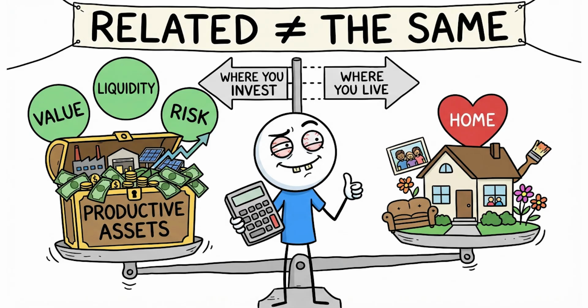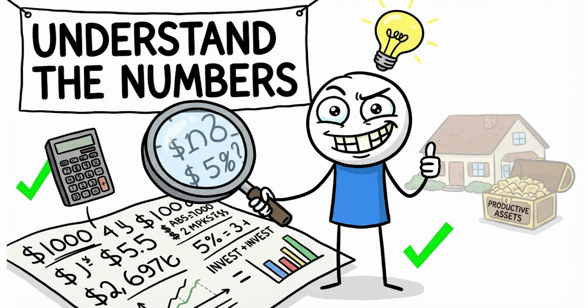Long-term wealth is ultimately built by owning assets that have the potential to generate value over time while balancing risk, liquidity, and personal priorities. Where you choose to live and how you choose to invest are related decisions, but they are not necessarily the same decision. Understand the numbers.